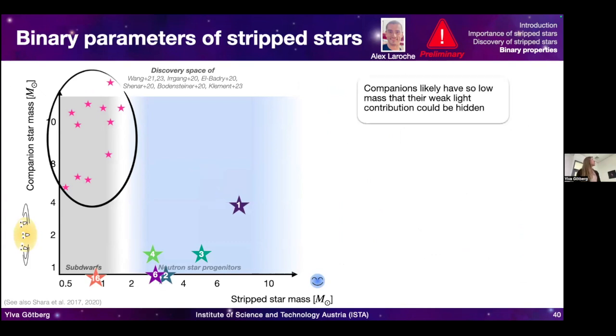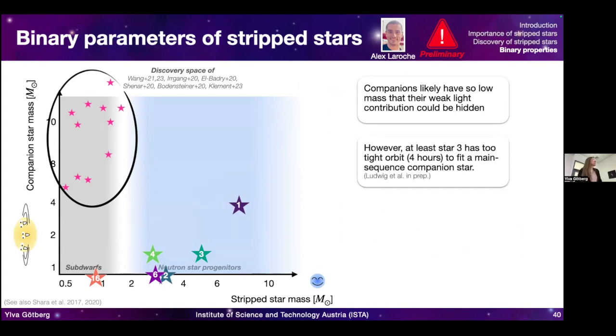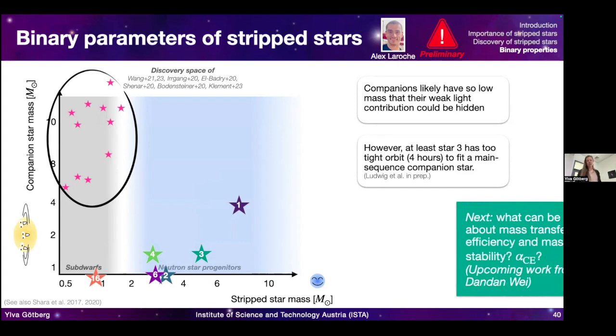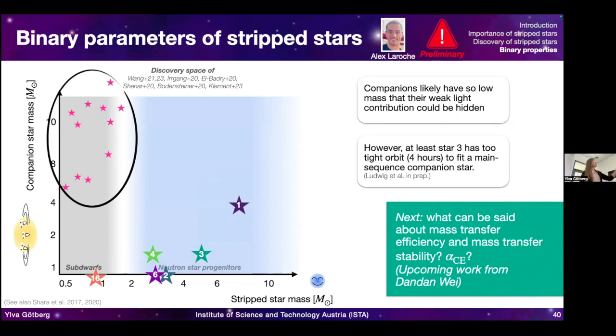And we think that the companions likely have about a solar mass, so that their light contribution is not strong enough and they can therefore be hidden. There is one star, number 3, that has a very tight orbit, so you cannot actually fit a main sequence star in that. It must have a compact companion. And what we're working on right now, postdoc Dandan Wei, is understanding the evolutionary background. What was it that actually led to these systems, now that we have orbital solutions? But that is upcoming work.